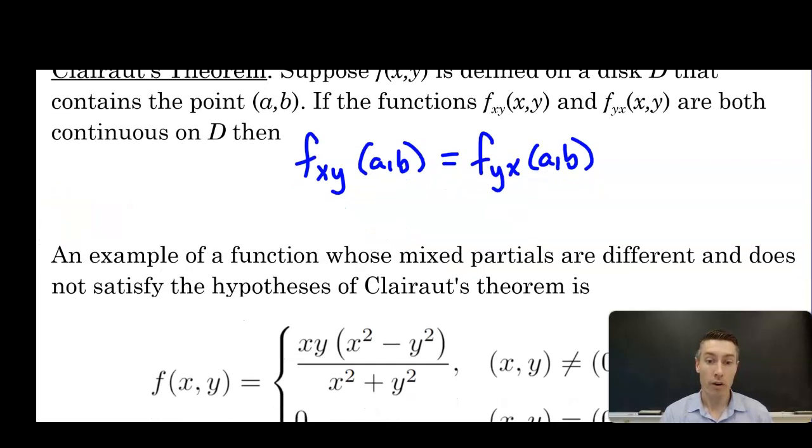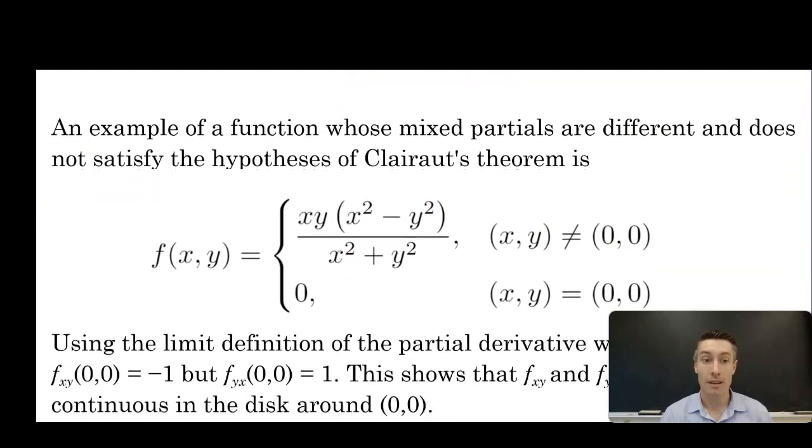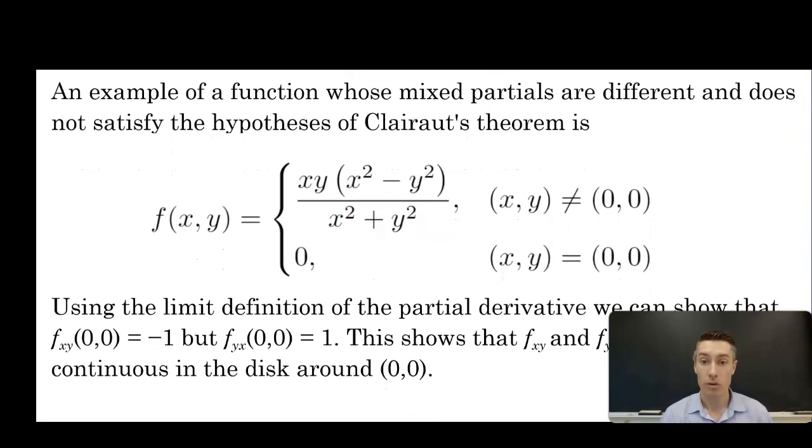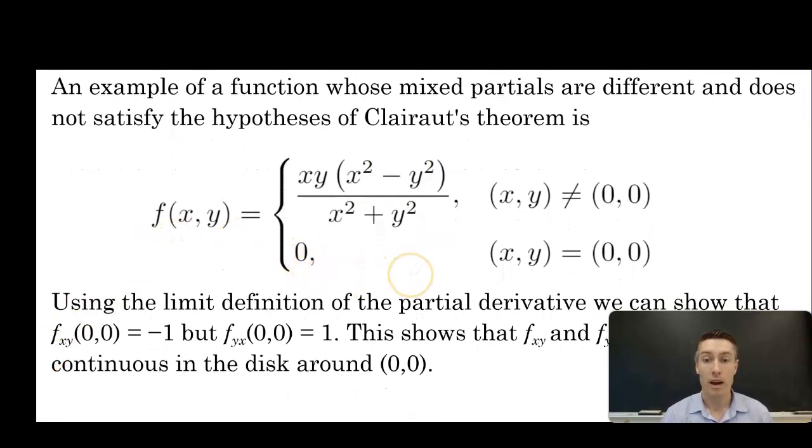An example of a function whose mixed partials are different and does not satisfy the hypothesis of Clairaut's theorem is this piecewise defined function right here. And what you'll notice, it's defined as xy times x squared minus y squared over x squared plus y squared when (x, y) is not (0, 0), and 0 when it is equal to (0, 0). So this is a pretty contrived function, and this is typically the example that we give to show a function that does not follow Clairaut's theorem.